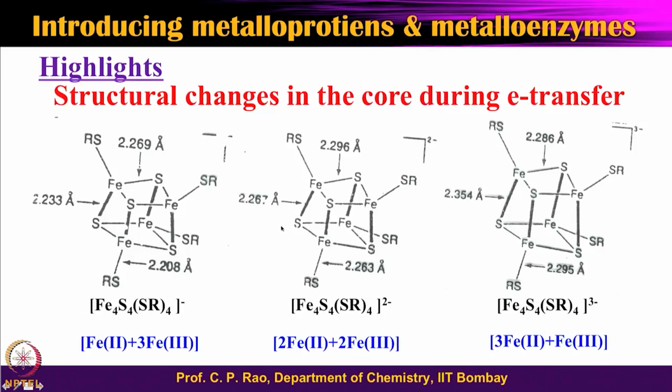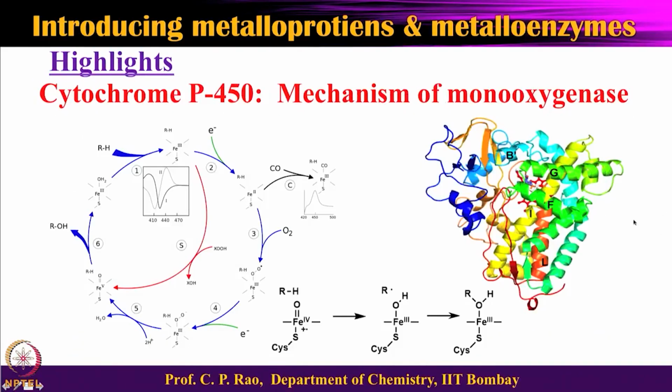As you reduce, that means you add an electron, this particular bond is increasing, this particular bond is also increasing. And so, therefore, the core is expanding, and if you go in the reverse direction, the core is contracting. So, the core expands and contracts, and this expansion and contraction will make the electron transfer a kind of useful thing. During the electron transfer, the core of the iron sulfur cluster expands and contracts, and that is reflected in the conformational state of the whole protein that is surrounding it.